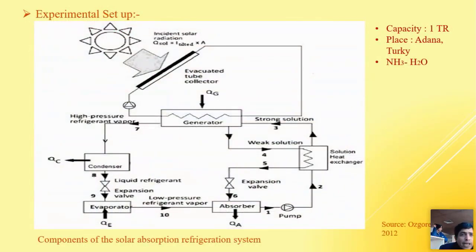So, the experimental setup. This is the experimental setup. This is the sun. These are the radiations impinging on this system, and this is the evacuated tube collector. This one is the collector. How this collector consumes the energy, how it releases the energy to the fluid, we'll discuss that also.